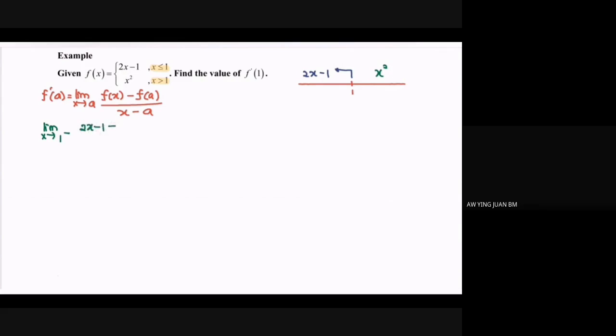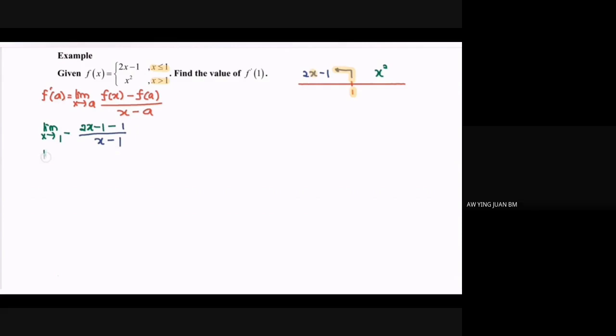So in this part, we are going to apply the function 2x minus 1, because if the value is 1, then the function would be the left-hand side. So 2 multiplied with 1, we have 2 minus 1. So meaning that our answer will be minus 1 over x minus 1.